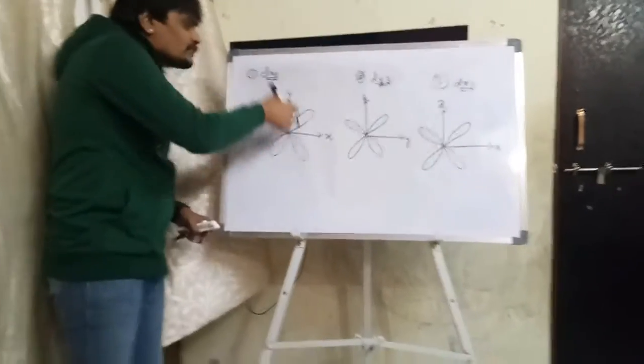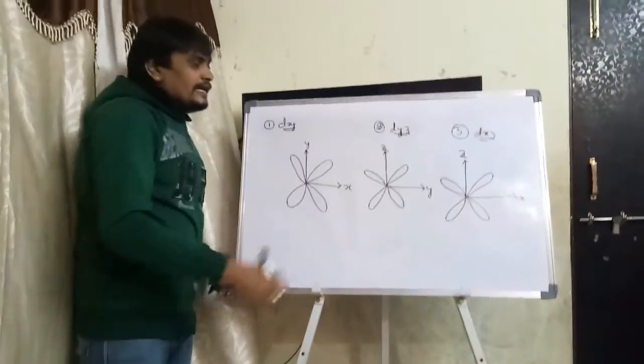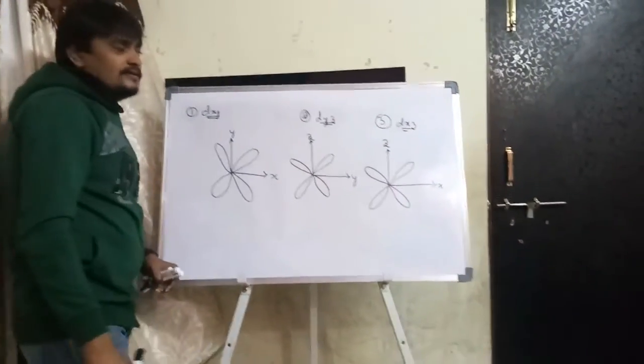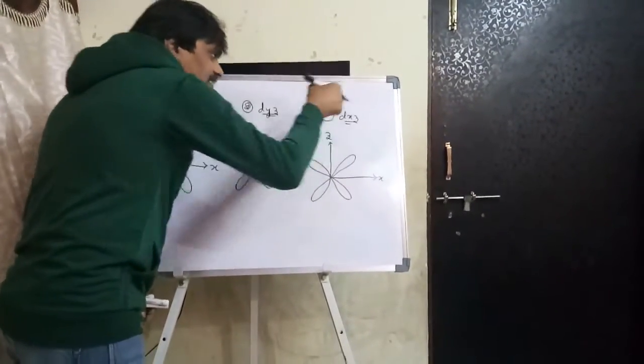In the case of dxy, the lobes are placed in between x and y. In the case of dyz, the lobes are placed in between the y and z axis. In the case of dxz, the lobes are placed between the x and z axis.